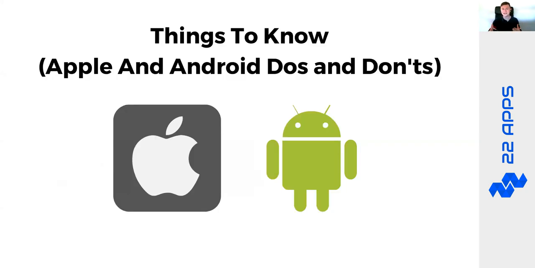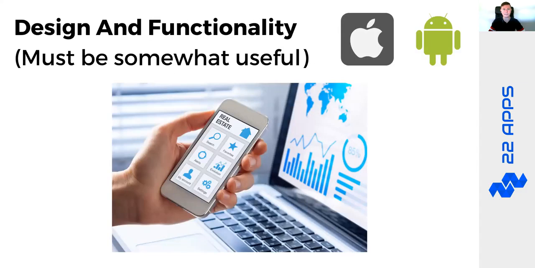With that said, I want to share a couple of the do's and don'ts from Apple and Android, things to know. The first thing I'll share is, as you're designing your app and thinking about what goes into it, you want to consider the design and the functionality, as in your app needs to be somewhat useful. Apple especially, Android too, but Apple especially, if your app is simply a whole bunch of links off to different sites or a very simple directory, if it's only got this one tiny piece to it, they might not approve it.